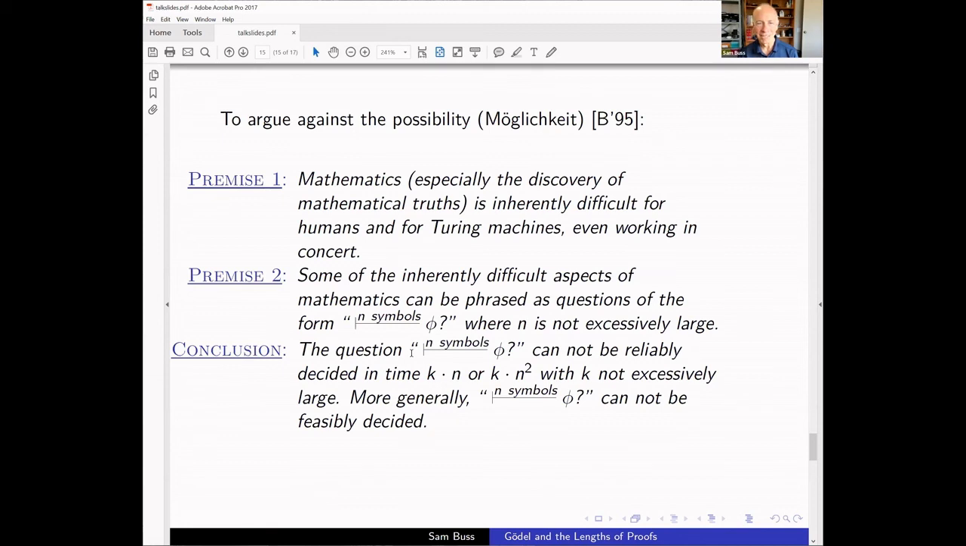What does it mean working in concert? And so let's see what's going on with this conclusion. Suppose that we could feasibly decide the question of whether phi has a proof of n symbols. So let's think about what this would mean. Suppose it's k times n squared with k equals 1, just for the sake of illustration.